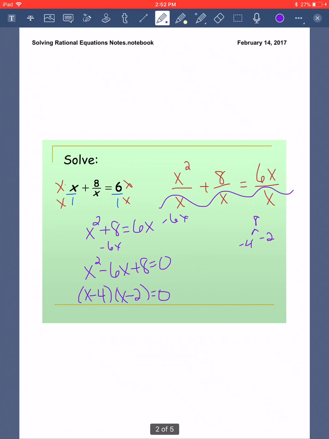And then to go from my factors to my solutions, I'll just set each factor equal to 0 and solve. So x minus 4 equals 0, which means x equals 4. And then x minus 2 equals 0, which means x equals 2. And before I call it good, I'm going to take my solutions and plug them in to my denominator and make sure that it doesn't make my denominator equal 0. So if I plug in 4, I have a denominator of 4. If I plug in 2, I'll have a denominator of 2, so that works. So I have two solutions, and my two solutions are 4 and 2.